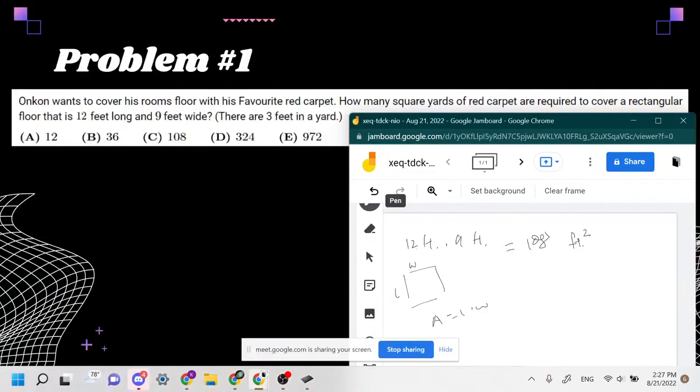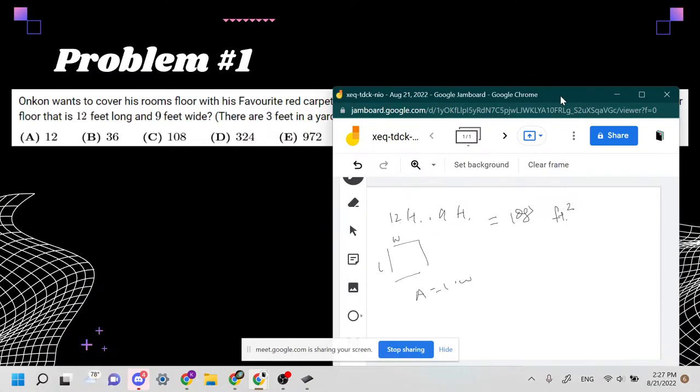Because there's 9 square feet in a square yard, right? You just divide 108 by 9, alright? Because a square yard is 3 feet by 3 feet, and if you multiply that out, that is 9 square feet. So they're asking for how many yards, not how many feet. So all you have to do in this case is just divide 108 by 9, and you end up with 12, and that would be A.